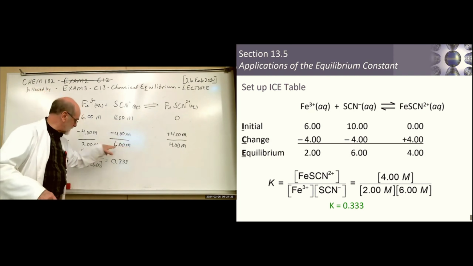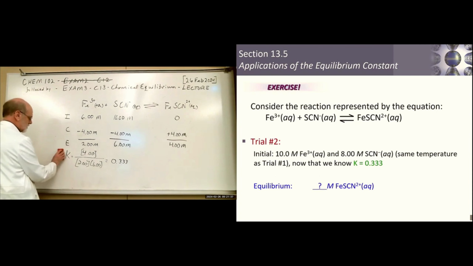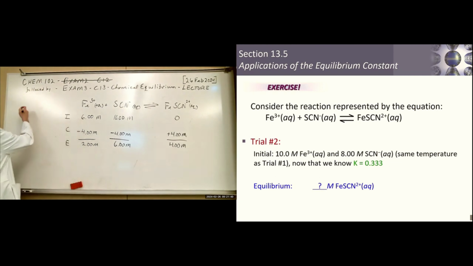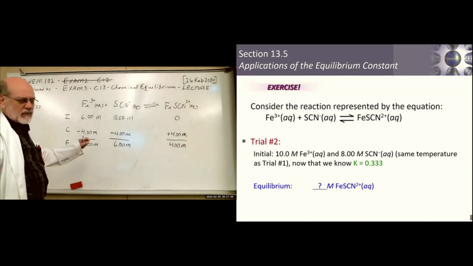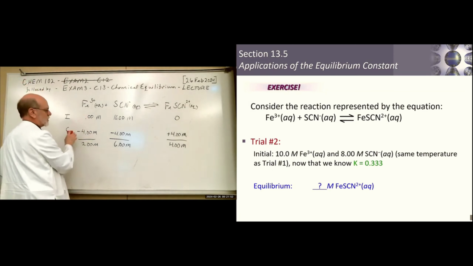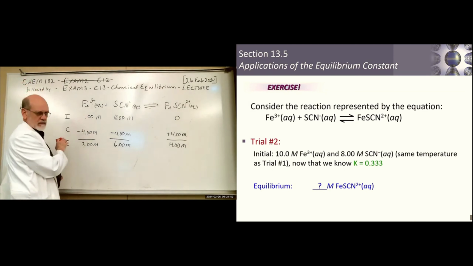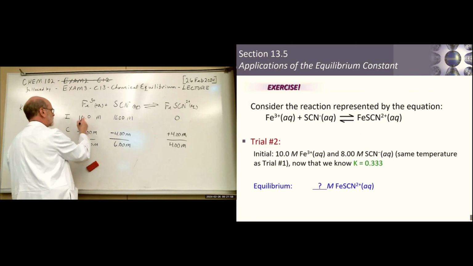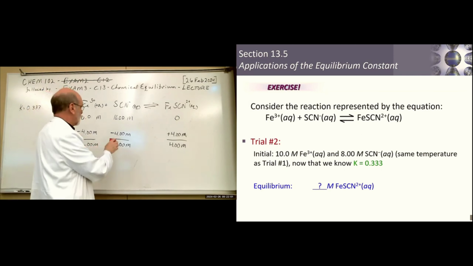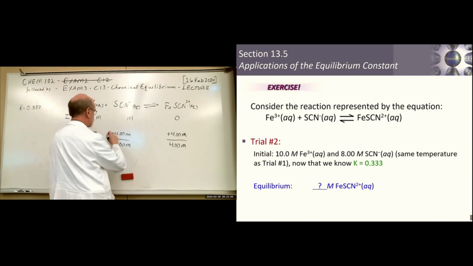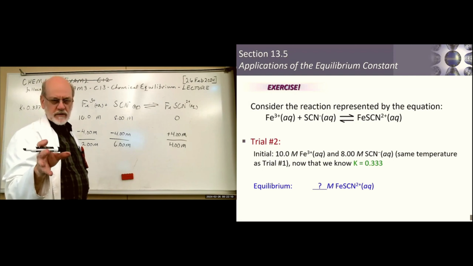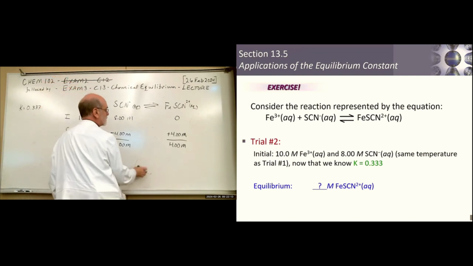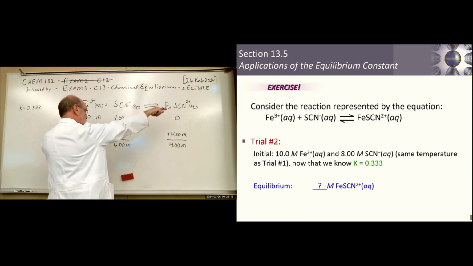Okay, now that we know our K value at 0.333, let's put it over here. K equals 0.333. Now we're going to change the values. 10 molar here. Yeah, we'll chop off one of the zeros. 10 molar there, and 8 molar. So we're starting from a different position there. Now, same temperature, and none of this. So we know the reaction is going to the right.